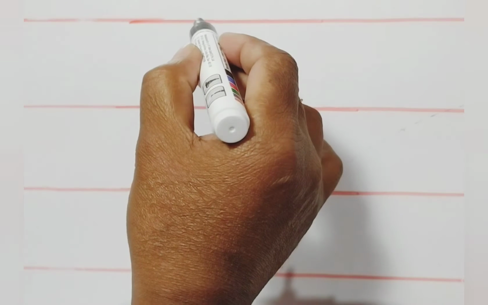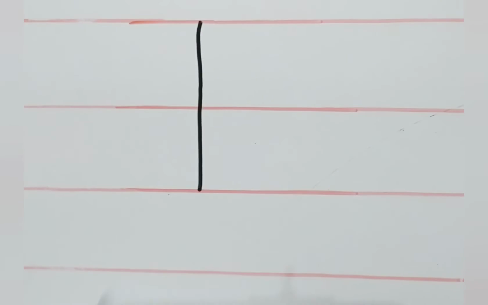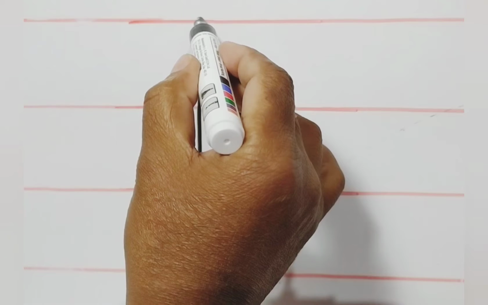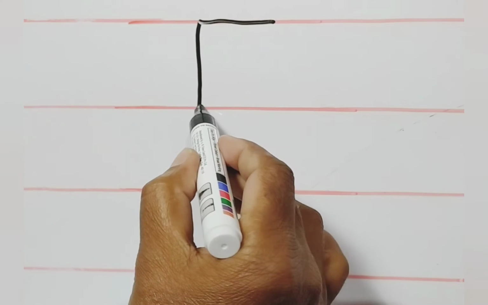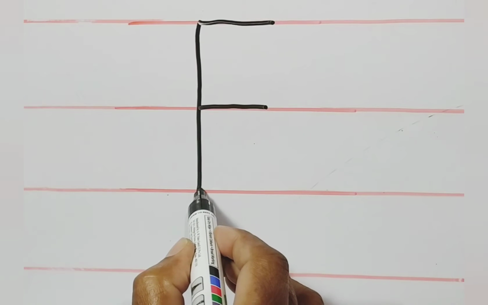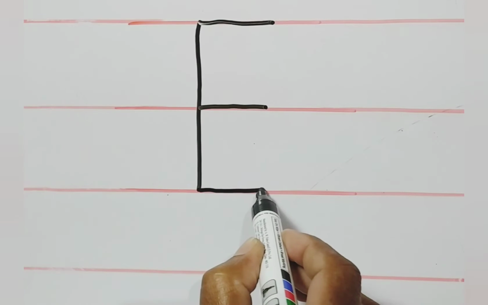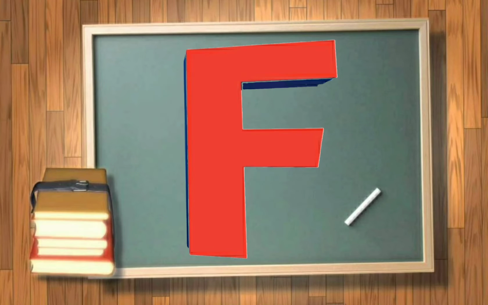Start from the top and draw a standing line down. Go again to the top and draw one sleeping line to the right. Then go to the middle and draw another sleeping line. Lastly, go to the bottom and draw one more line in the same way. This letter is E. Next letter F.